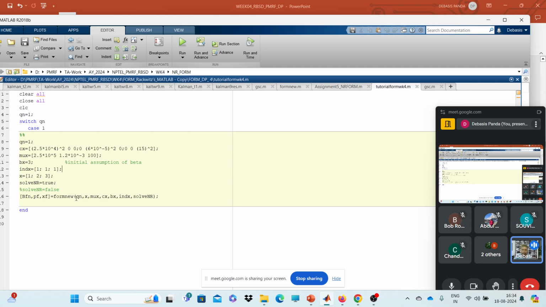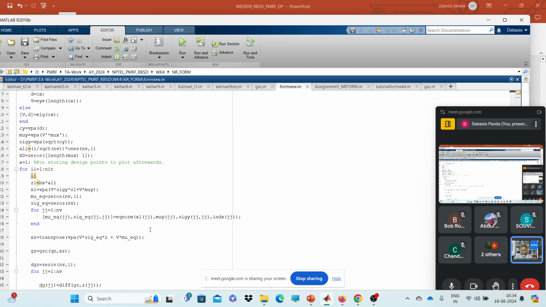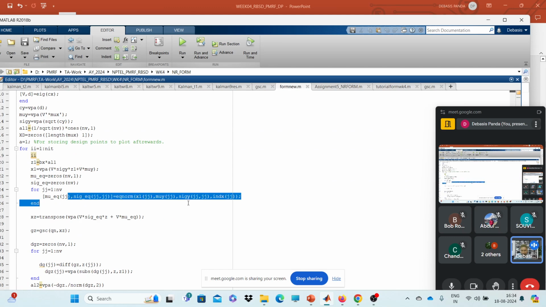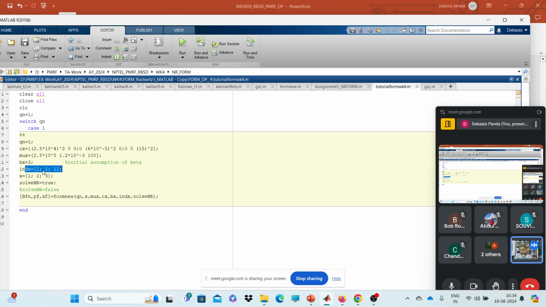And look, I am calling the form function file, giving the question number, x, that means the number of random variables. We have three random variables, and this index actually deals with the equinormal thing. When we need to convert into equinormal space, we need to know which random variable is normal and which is non-normal. Here for our case all the variables are normal. That's why the index is 1 1 1 for this function file. You can control it in another way also.